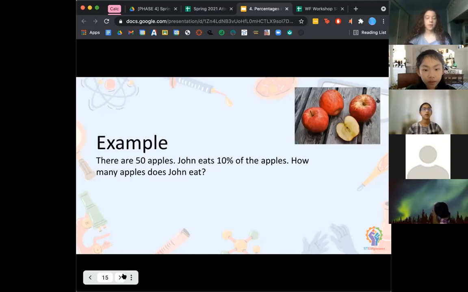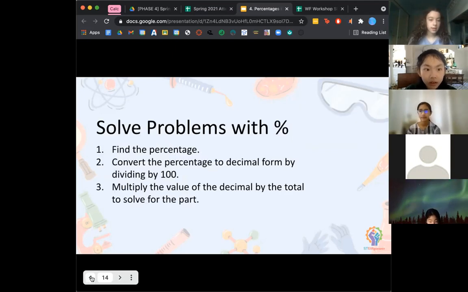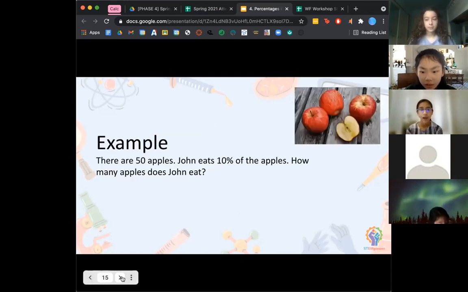Okay, like this one. If there are 50 apples and John eats 10% of them, how many apples does John eat? Does anyone want to try to answer that? I can show you the problem-solving steps again. Find the percentage, divide by 100. You can use a calculator if you have one.